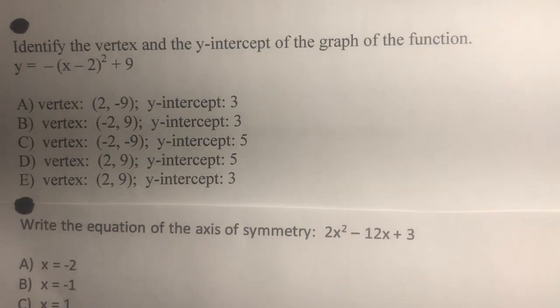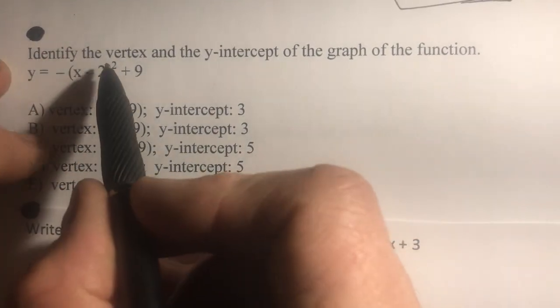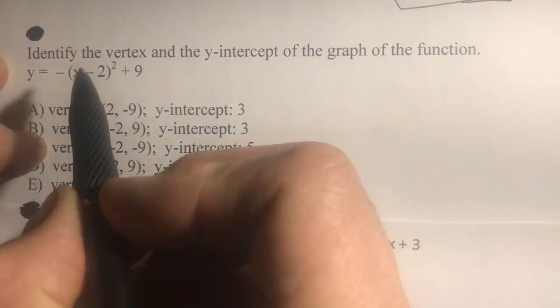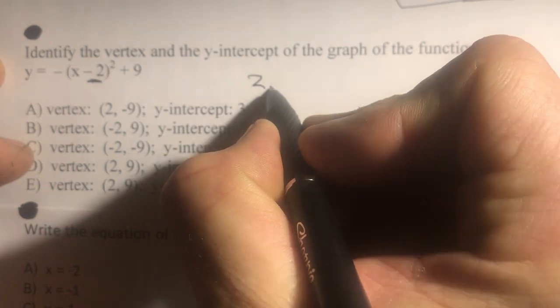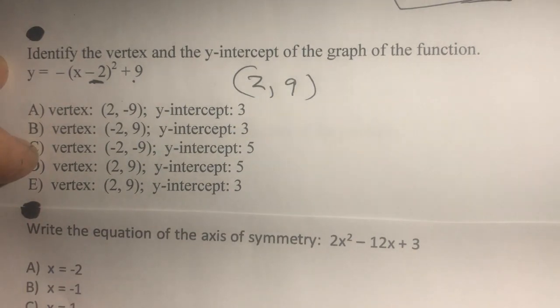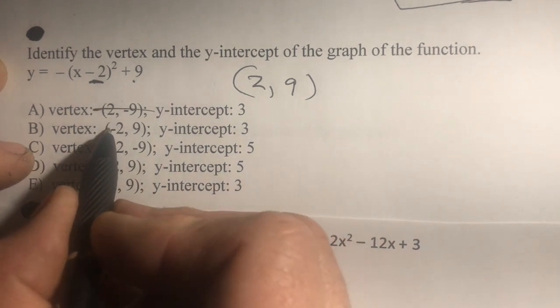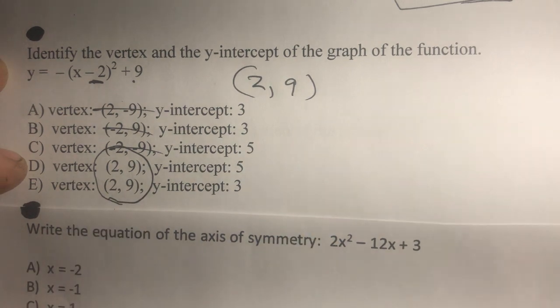Now, when it's in vertex form like this, that's pretty easy. Identify the vertex and the y-intercept. So my vertex, all right, look here now, it's going to be the opposite of this. So it's going to be positive 2, and it's going to be this number here, 9. 2, 9 is my vertex. Okay, so look here, this is out, out, out. It's got to be one of these two right there. See, those two have 2, 9.